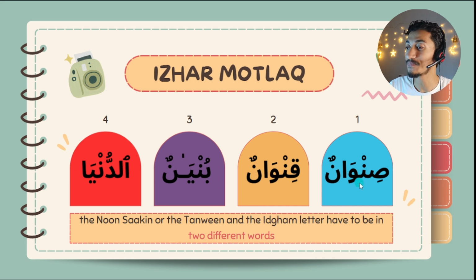As you see here, we have noon sakina and there is waw. Waw is one of the yarmalun Idgham letters, but they are in the same word. Here it's a clear noon, a normal noon. We say dunya, clear noon. There's no mixing, no discarding of this noon. It's a normal one. Here we say qinwan, bunyan, الدنيا. Nun sakina, and ya is one of our Idgham letters, but we do not do Idgham as they are in the same word.